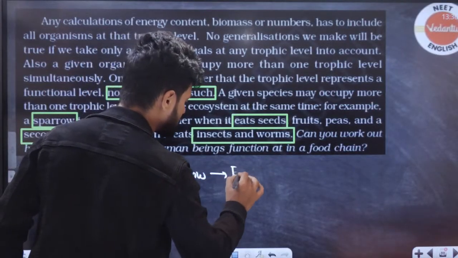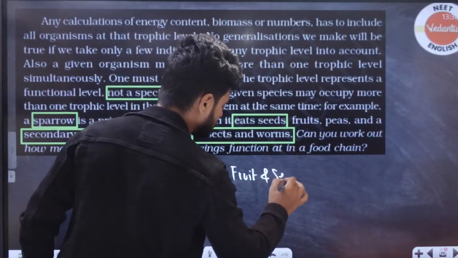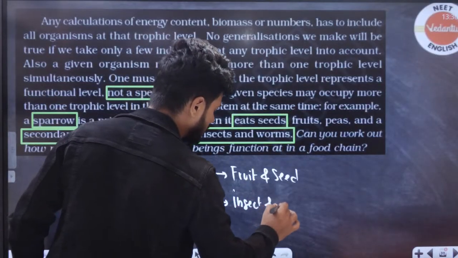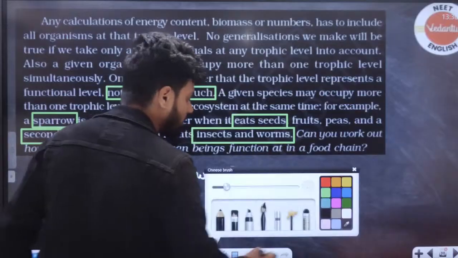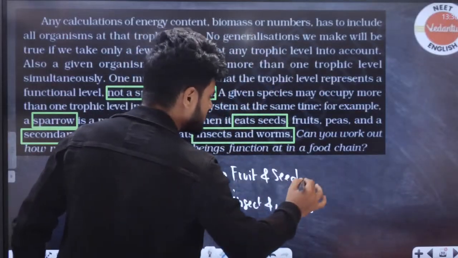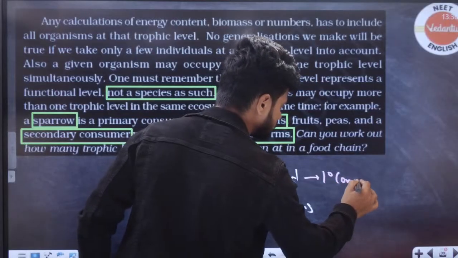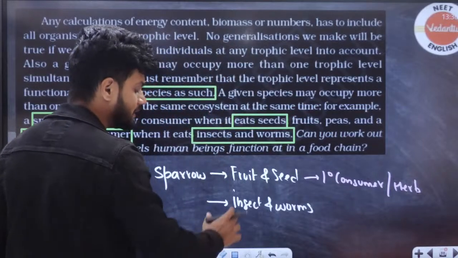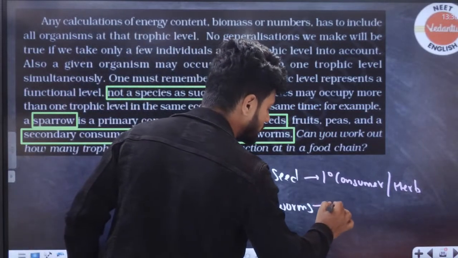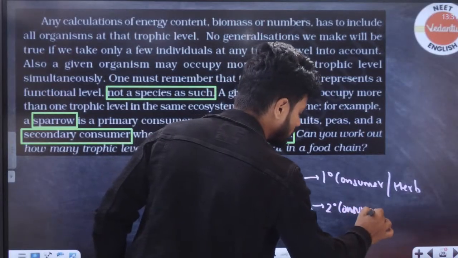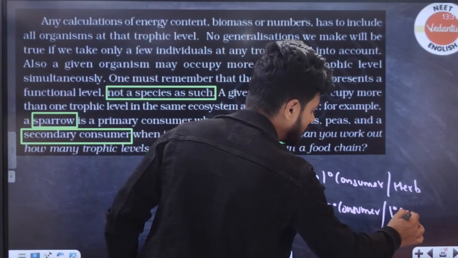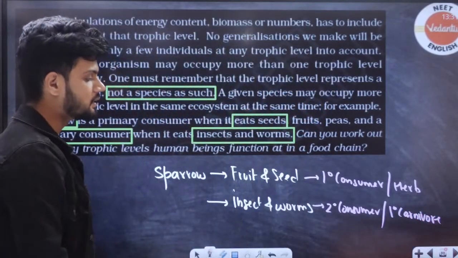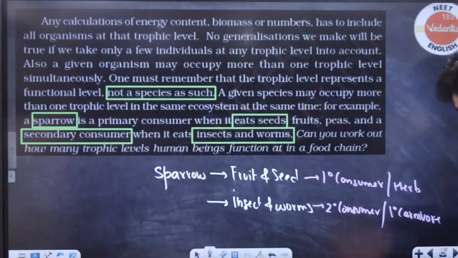So students understand, a sparrow eating fruits and seeds and the same sparrow eating insects and worms is acting differently. When it is eating fruits and seeds, it is a primary consumer, and also a herbivore here. When it is eating insects and worms, it becomes a secondary consumer, and also a primary carnivore. Okay, so remember these points.